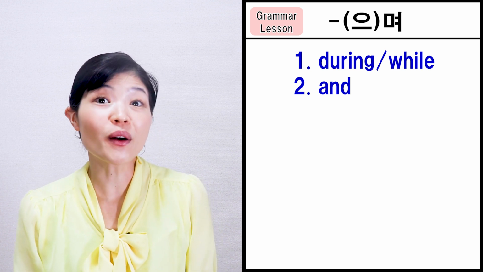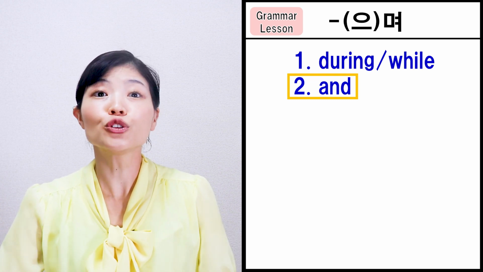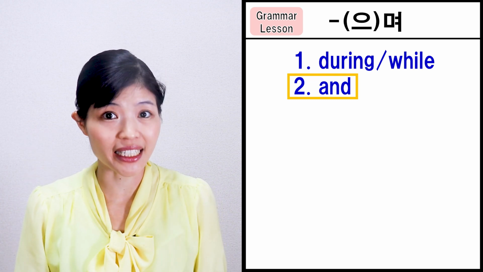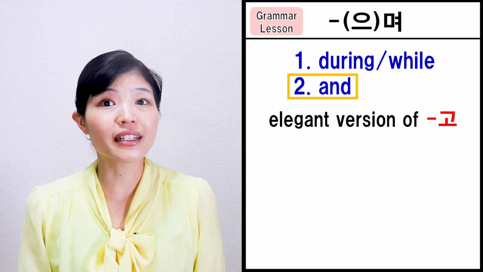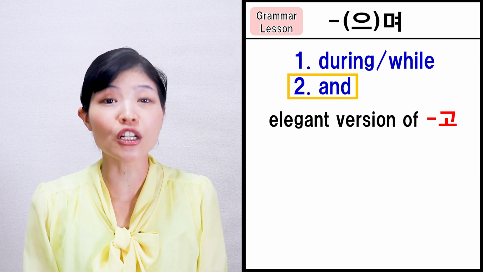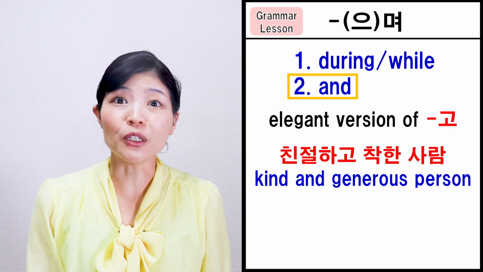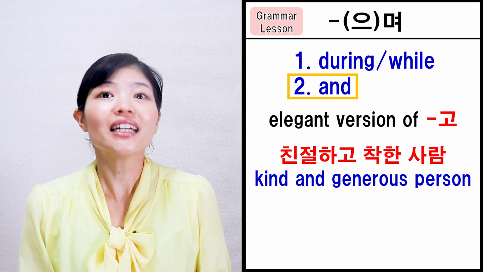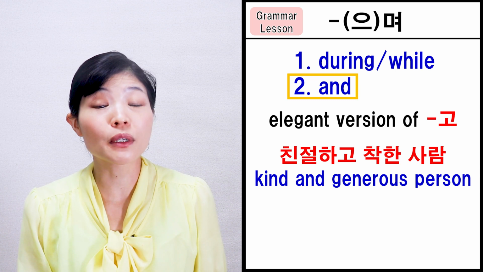Today, we are going to focus on the second meaning, and. You can use this to show two facts simultaneously. Here, I will tell you an important point. Please consider 으며 as a classy and elegant version of go that you learned in the beginner's lesson. For example, there is a sentence like 친절하고 착한 사람, kind and generous person.